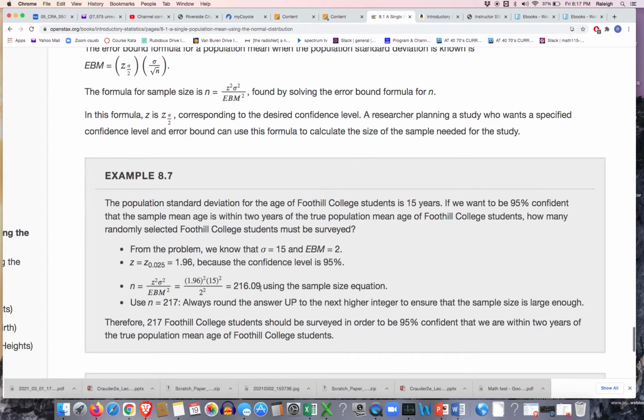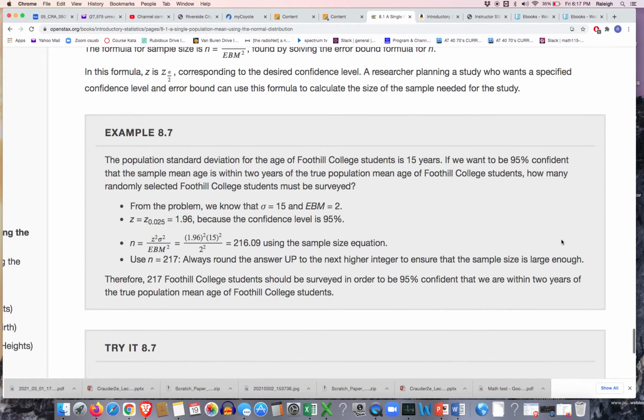We get 216.09. I think we might have mentioned this before, because this is the minimum number. 216 is below the minimum, so we do have to get to 217. We always round up to the next higher integer to ensure the sample size is large enough. Otherwise, you're not really 95% confident. We'd be like 94.98% confident or something, and statisticians pay attention to this kind of thing. I know some students don't, but that's what separates the A's from the B's some of the time. I hate to say it, but that's kind of true.